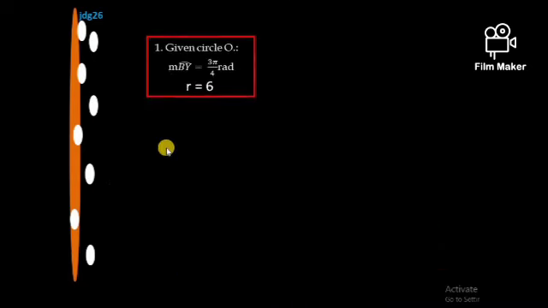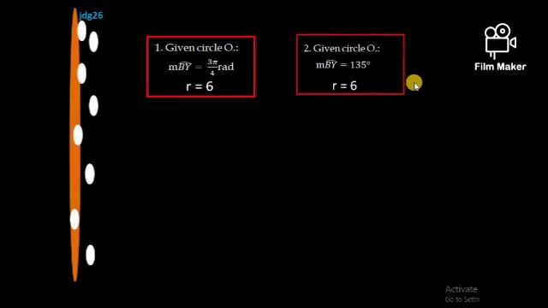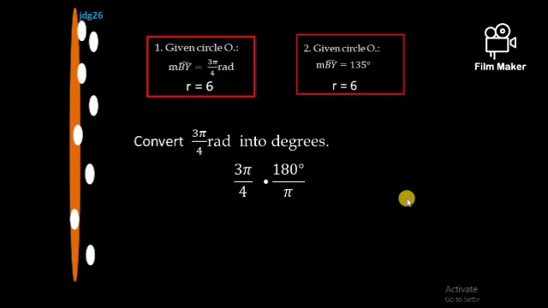So, kung napansin ninyo, yung number 1 example natin at ang number 2 example natin ay parehas ang sagot. Ano ang reason? So, let us see. Convert natin yung 3 pi over 4 radians into degrees. So, review lang tayo ng konti. 3 pi over 4 times 180 degrees over pi. So, ito ang gagamitin natin na factor para ma-convert natin yung 3 pi over 4 radians into degrees.